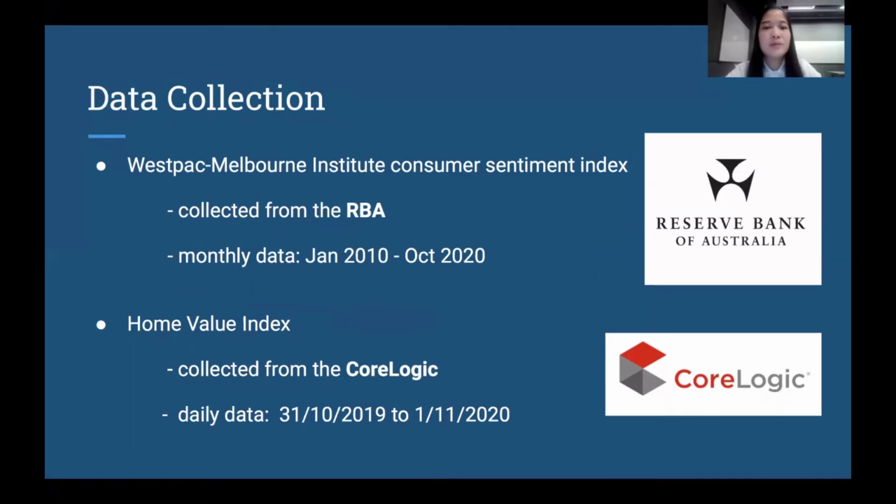The Westpac Melbourne Institute Consumer Sentiment Index is collected from the monthly activity indicators H3 statistical table published by the RBA. The original data is in monthly frequency, starting from January 2010 to October 2020. The Home Value Index is collected as a back series over the last 365 days on the CoreLogic website on the 29th of October and the 1st of November 2020 to obtain datasets starting from the 31st of October 2019 to the 1st of November 2020.